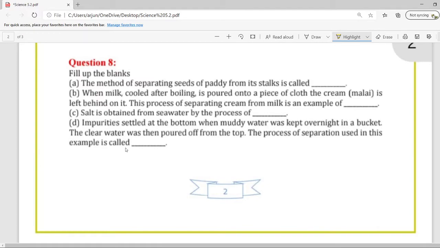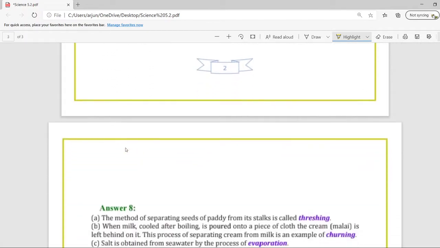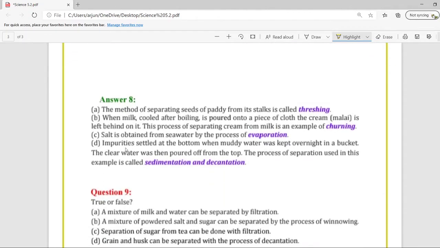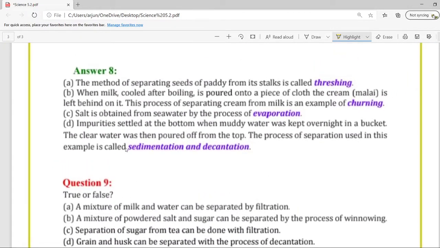Moving further to question number 8, fill up the blanks. The method of separating seeds of paddy from its stalk is called dash. So the answer is threshing. B: when milk cooled after boiling is poured onto a piece of cloth, the cream is left behind on it. This process of separating cream from milk is an example of churning.